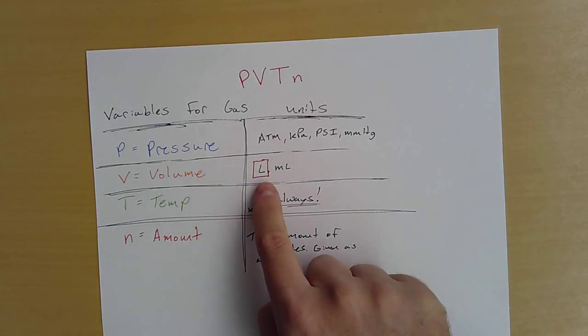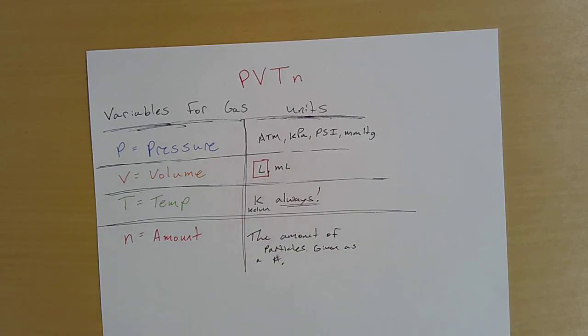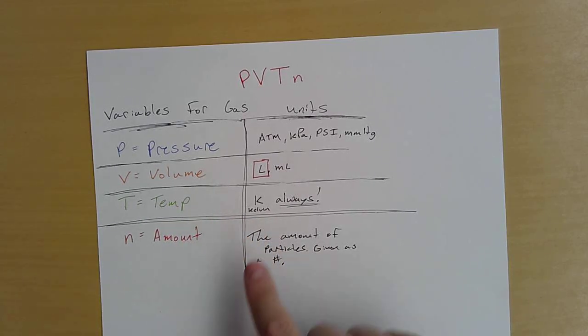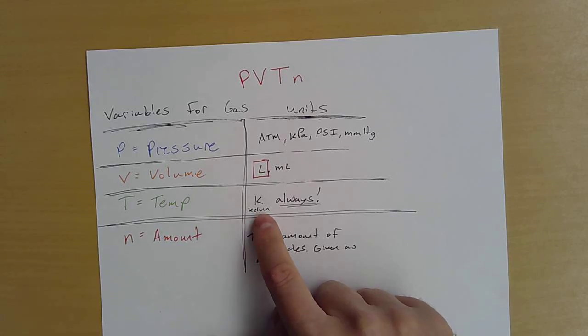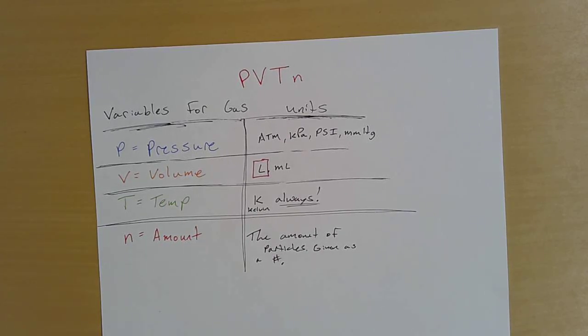For volume, we're going to pretty much stick with liters, but we could also be given it in milliliters as well. For temperature, it's always going to be Kelvin. We need to have this in Kelvin. And amount. The amount is just the number of gas particles that we're dealing with. You may see the word mole tossed around, MOLE, but for right now, just know that that means an amount of something.